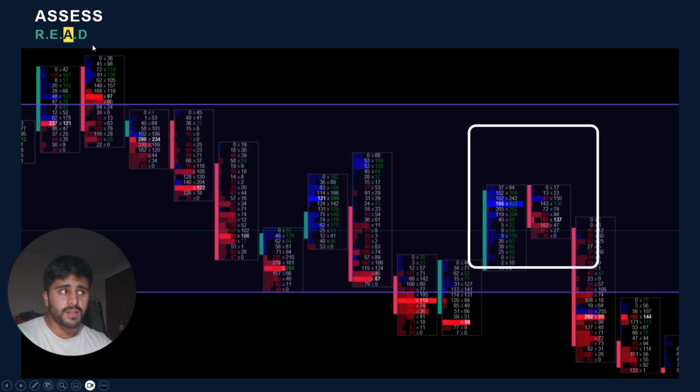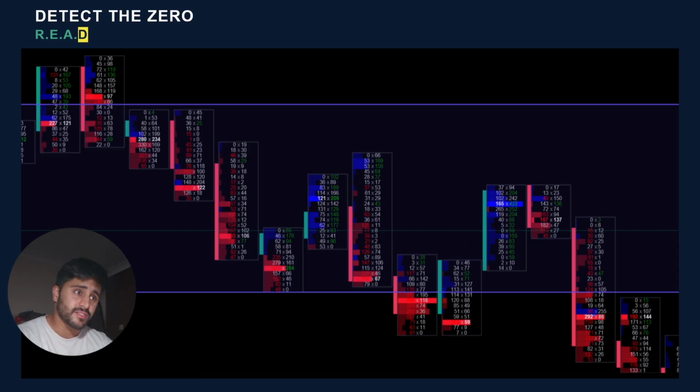So we're following the R.E.A.D method. We've recognized that the left number and the right number exist. We understand what they are. Now we want to evaluate the delta. Is it positive? Is it negative? So now we know positive delta means that buyers are aggressive, whereas negative delta means that sellers are aggressive.